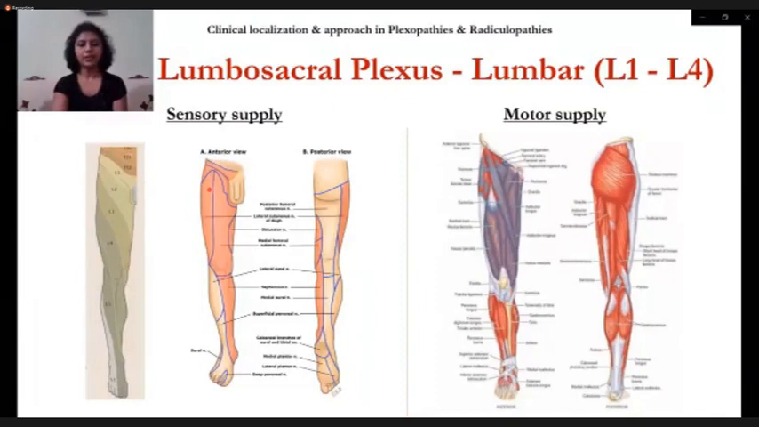Thus, the nerves of the lumbar plexus innervate the skin over the lower portion of the anterior abdomen, the anterior, lateral, and medial portions of the thigh, and the medial portion of the leg. Coming to the muscles that are innervated by the lumbar plexus, the hip flexors, the hip adductors, and the quadriceps, as represented by the shaded portions in this figure, are innervated by the lumbar plexus.